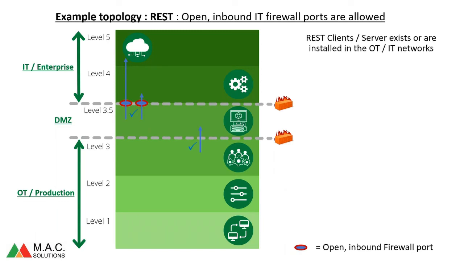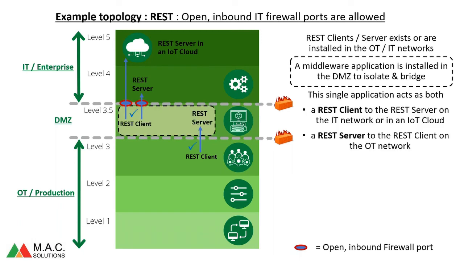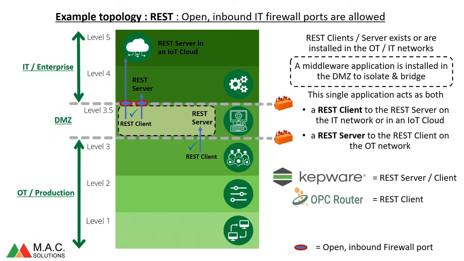From the perspective of using REST, it's a similar picture. You have the REST client below that wants to send its data up to the REST server, whether that be on the IT network or in a cloud. You install a middleware application, which acts as a REST server to the client below and a REST client to the server above. The KEPServer software will do both. The OPC Router will act as a client, and the Cogent will act as a client. So across the various products, we can provide all these types of topologies.